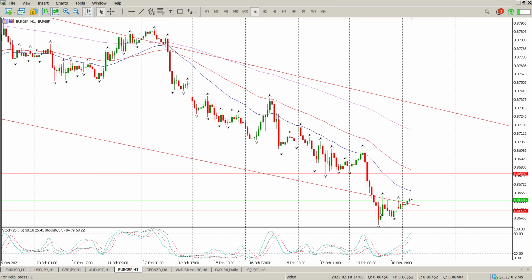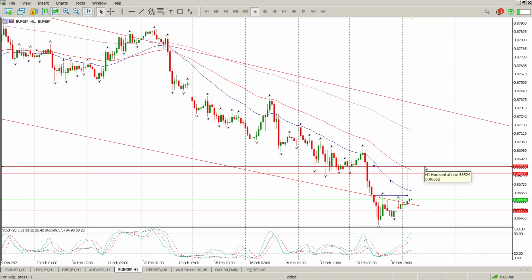This does look like a bit of a double bottom, and that double bottom, if we do that, should take us up to a level. Let's just put that in there. So now we've got a bit of a zone up here, between 0.86862 and 0.86807. Okay, so watch out for this one.